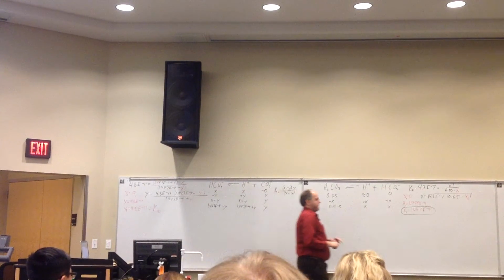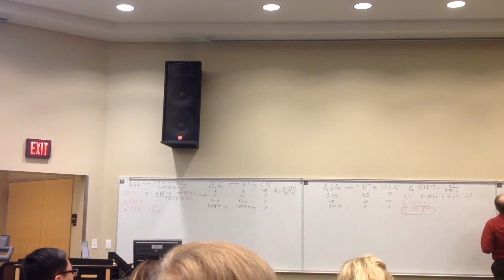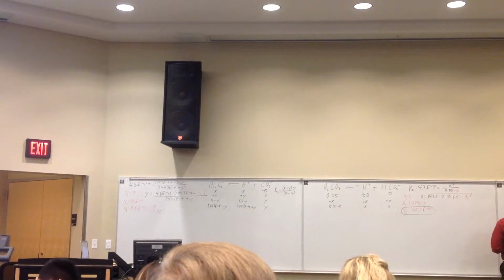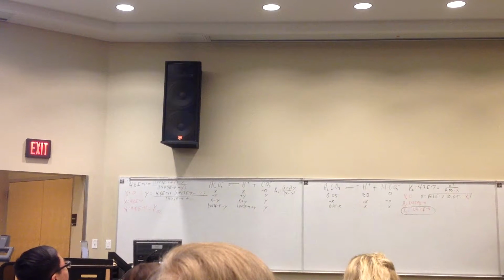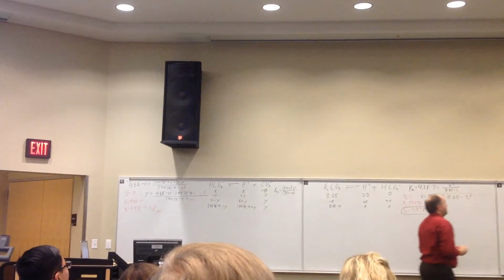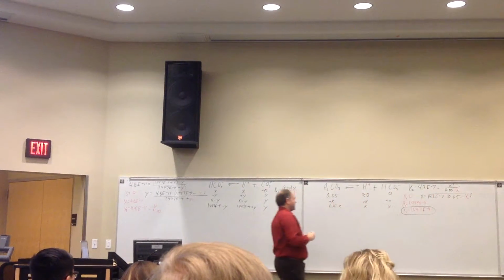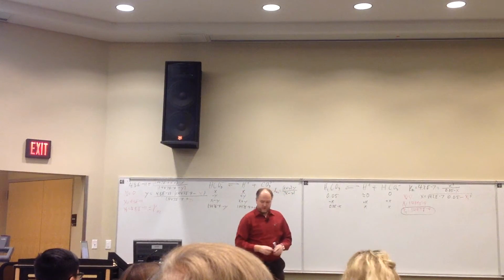So, if Ka1 is greater than 1,000 times larger than Ka2, we're going to make some approximations here. Okay? First of all, I can calculate this concentration, which I did.